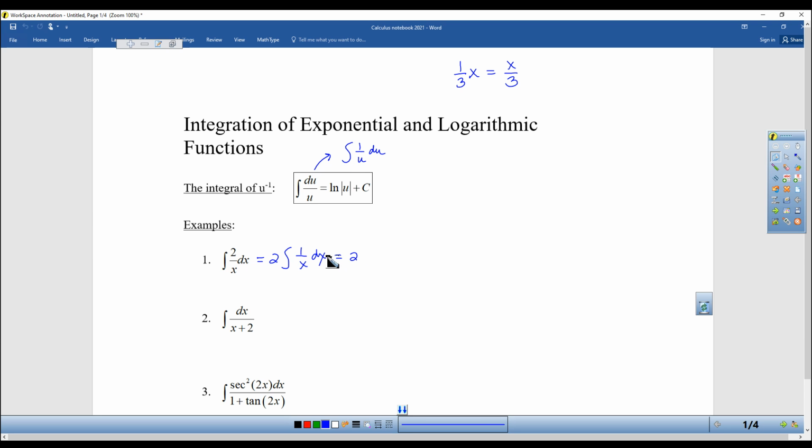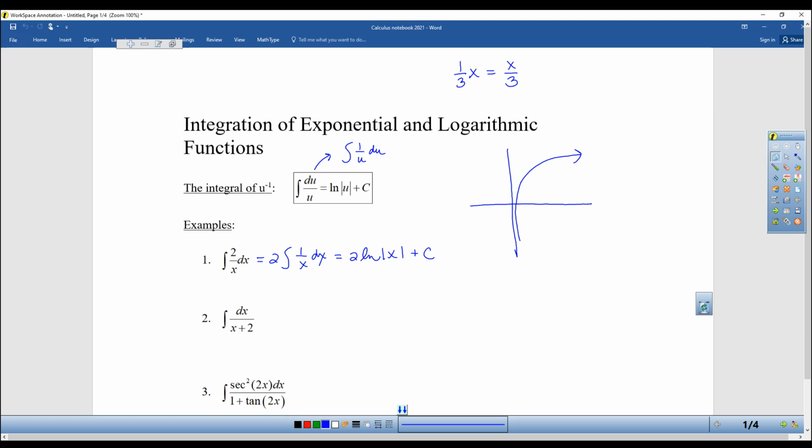Therefore, the 2 stays the same, and the integral of 1 over x dx is the natural log of the absolute value of x. It's absolute value because you can't take the log of a negative number. Remember that a logarithmic graph looks like that. There is no log of a negative number because it's the inverse of exponentials, and exponentials don't produce negative numbers.